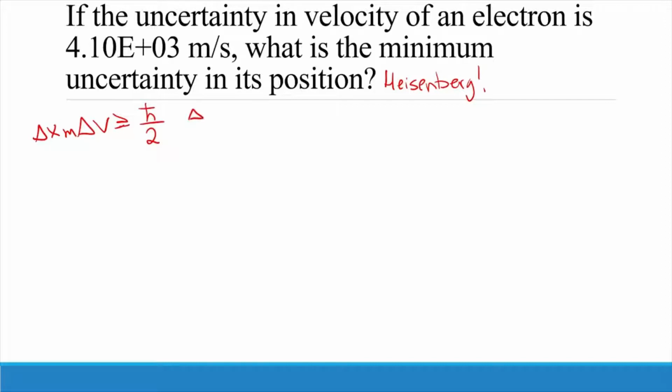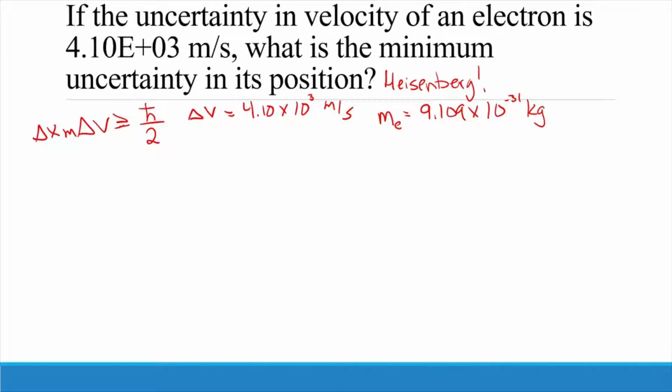We know delta v already, since we're told it's 4.10 times 10 to the 3rd meters per second. And we also know the mass of an electron, which is 9.109 times 10 to the negative 31st kilograms. We want to use kilograms here because that's our SI unit, and Planck's constant h uses joules, which have kilograms in them, which we'll look at in a second.